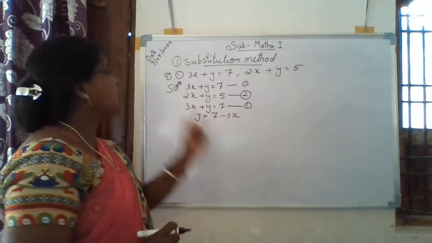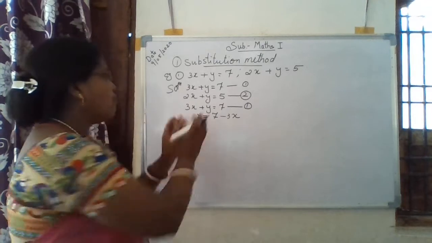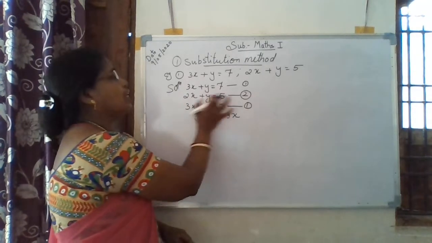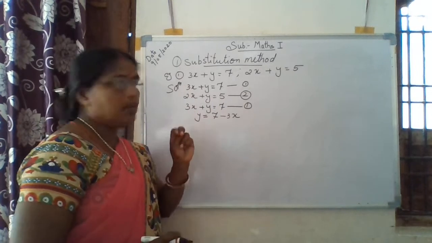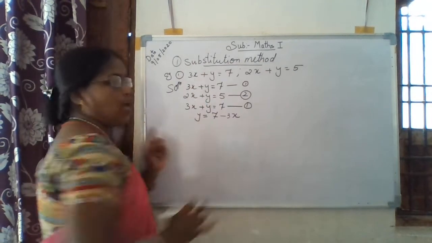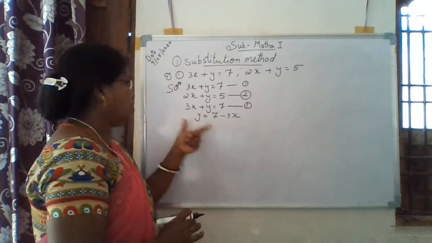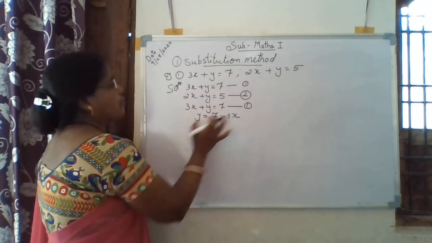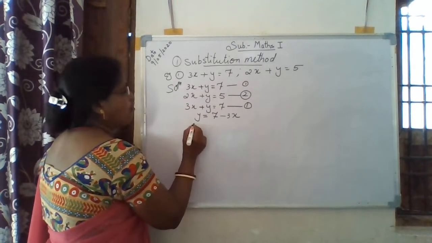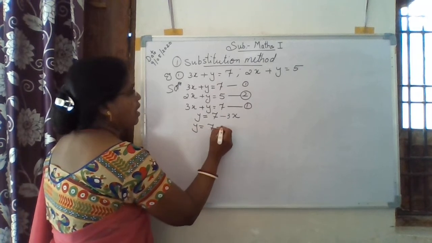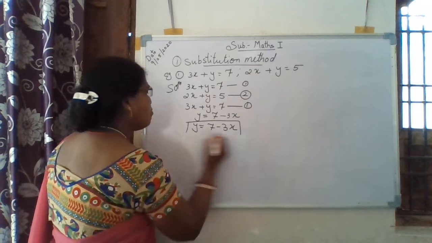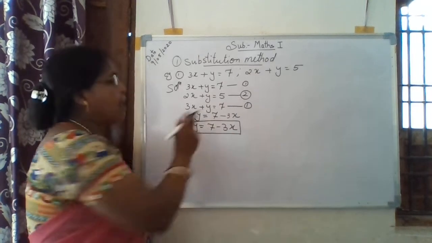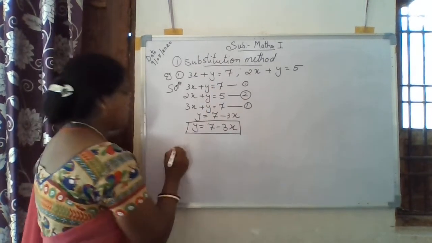Now, taking this value of y, we have to substitute it in equation 2 and not in equation 1. In this method, we have to follow this method only. So, now I have got the value of y equal to 7 minus 3x from equation 1. I will take this value of y and substitute it in equation 2.